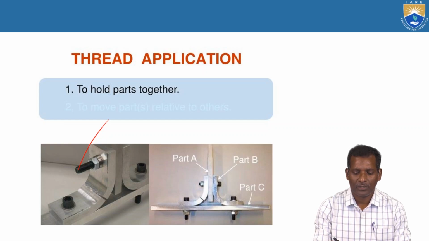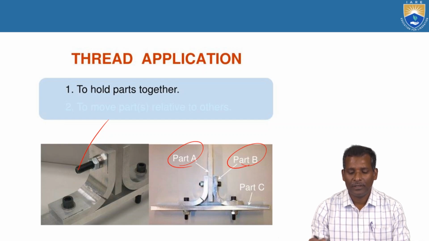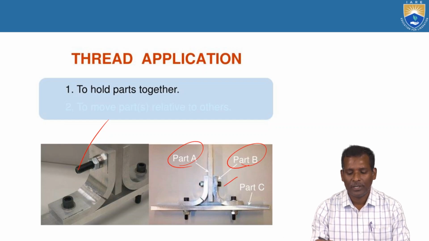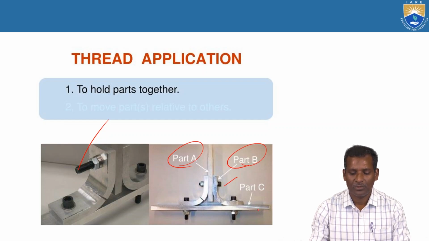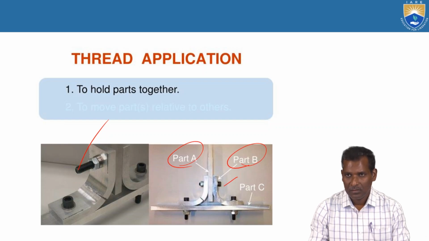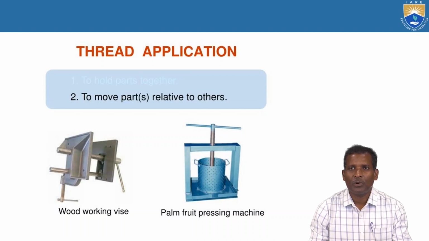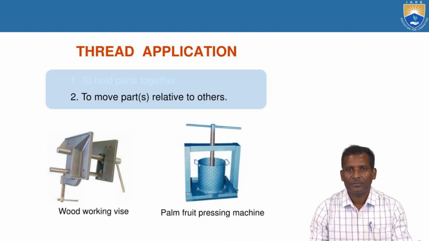Part A and part B, these two parts are joined with the help of this threaded screw, the bolt and nut. Here part C also. The second application is to move the parts relative to others. One is to arrest the relative motion. The second application is movement between the two parts.